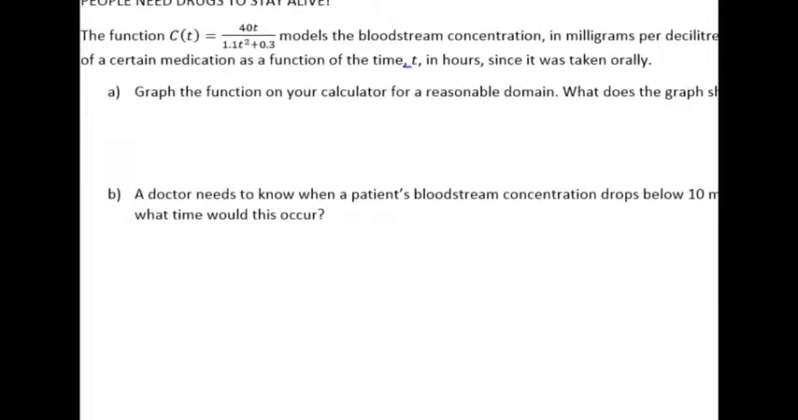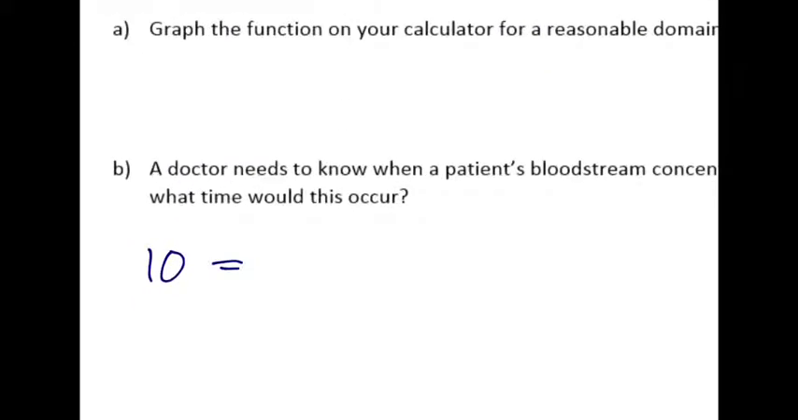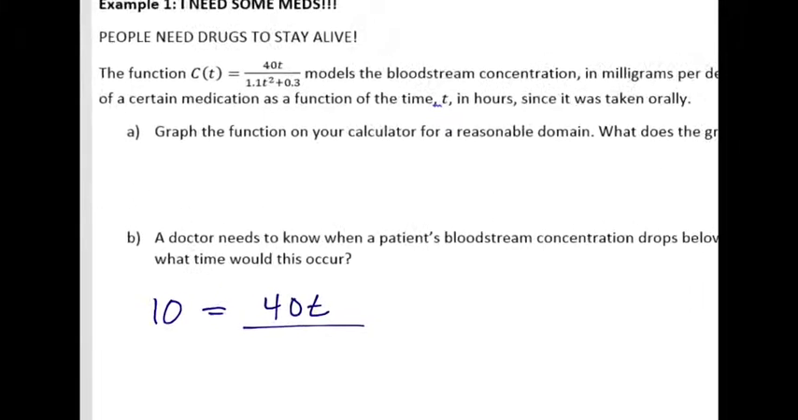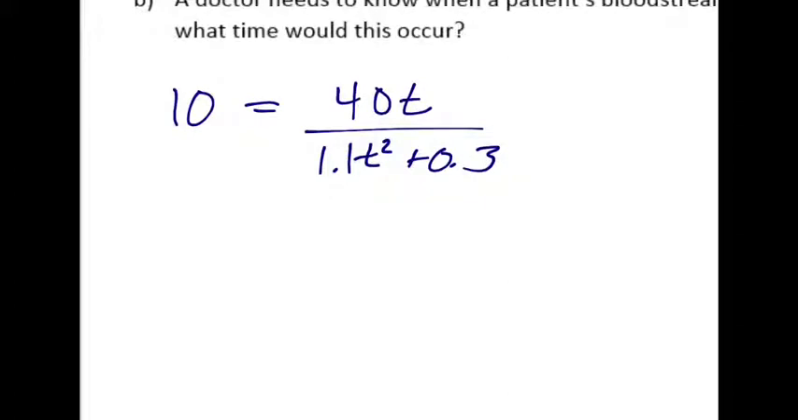So we make C equal to 10. That's the concentration, the target concentration. We want to know what time that occurs at. 10 equals 40t over 1.1 t squared plus 0.3. Right? And then we just crash through the algebra. And like I've said before, you should know how this works.